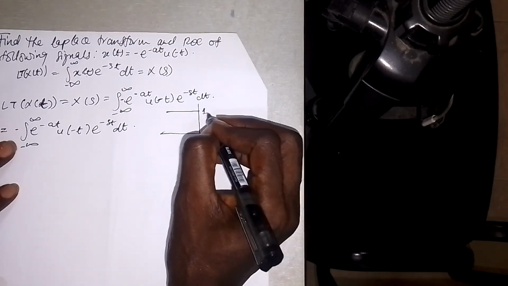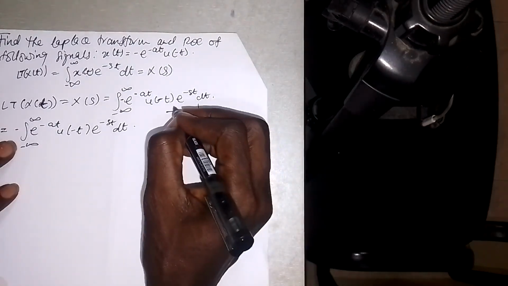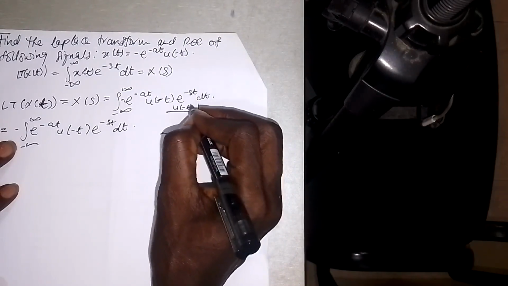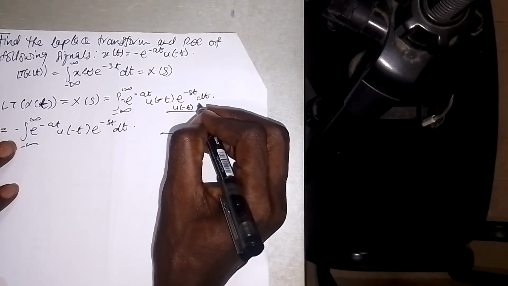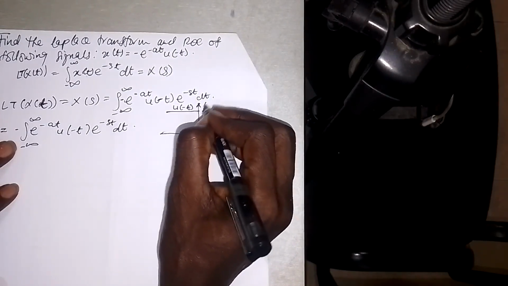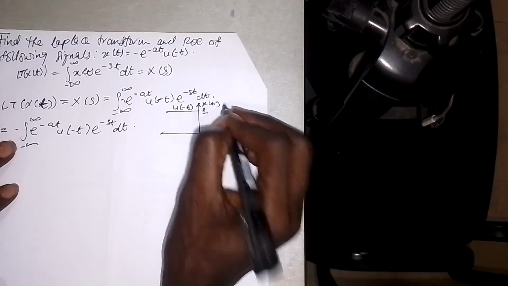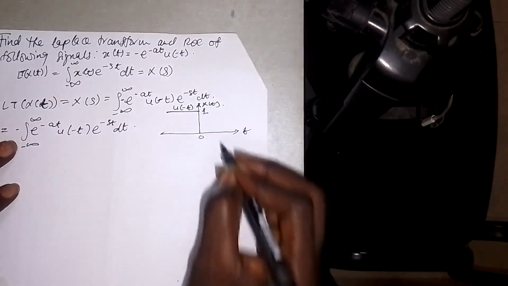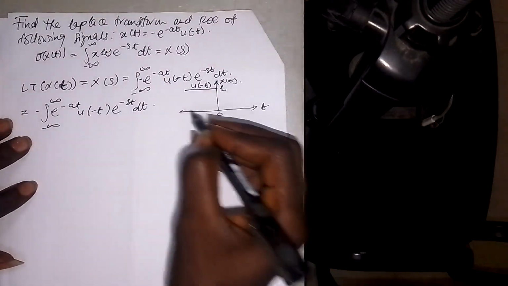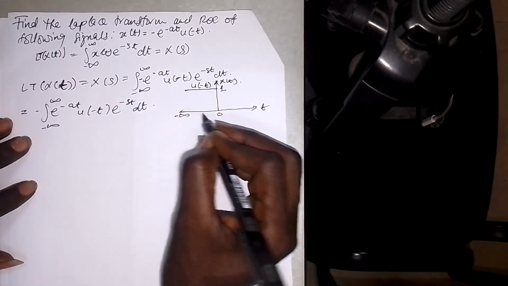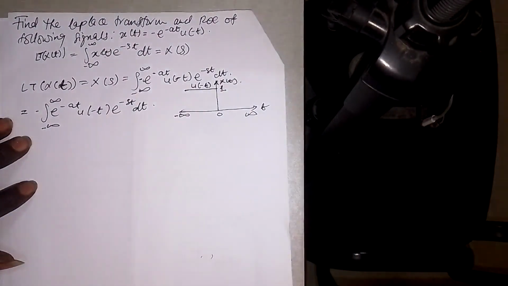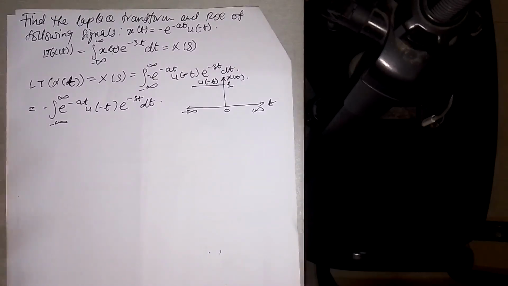And here is 1. Here I can write u of minus t, and then here I can write x(t). And here is 0. So here is minus infinity, and here is infinity. So this will be the behavior of this particular signal.